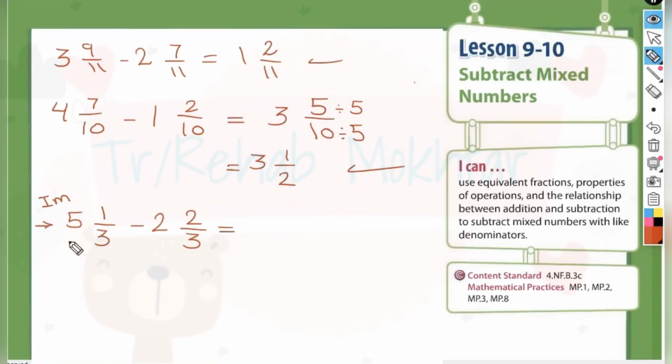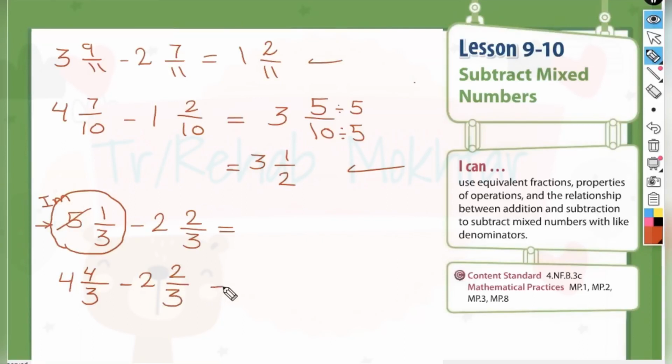So what should we do here in this mixed number? I will rename this mixed number. How, teacher? Borrow 1 from 5. It will be 4. And here I will put the denominator as it is, 3. Then 3 plus 1 equals 4. What did we do here, teacher? We renamed the mixed number, which is 5 and 1 out of 3, minus 2 and 2 out of 3.